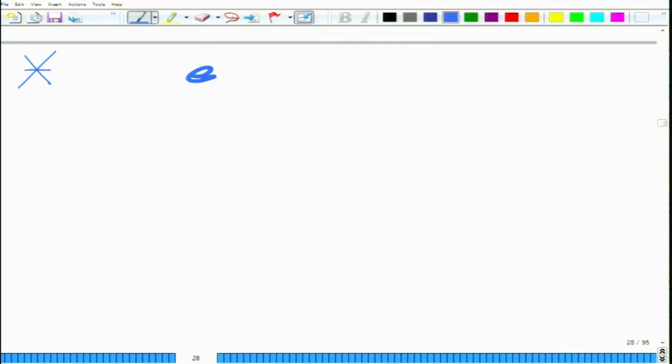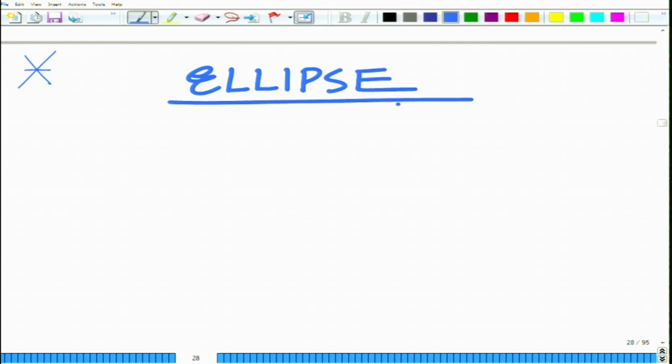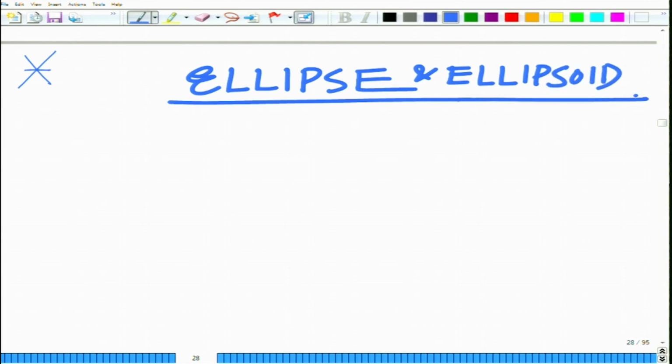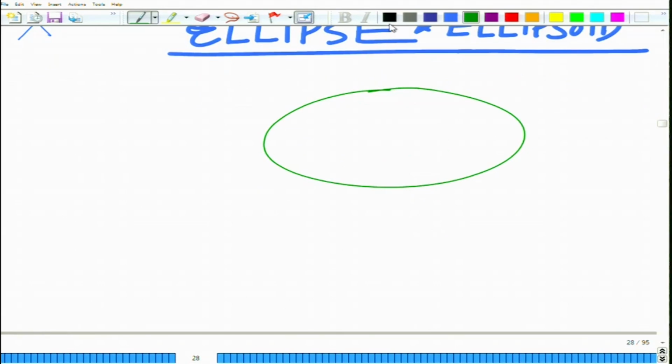Alright, so we want to look at the ellipse, or also in n dimensions, an ellipsoid or an ellipsoidal region. And an ellipse, as you know from your high school knowledge, looks something like this, and is typically described by the equation.